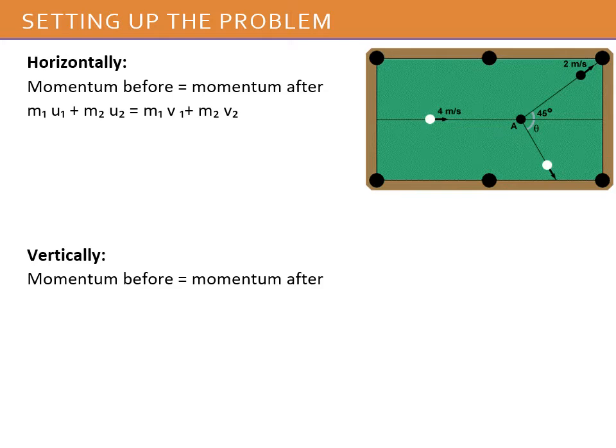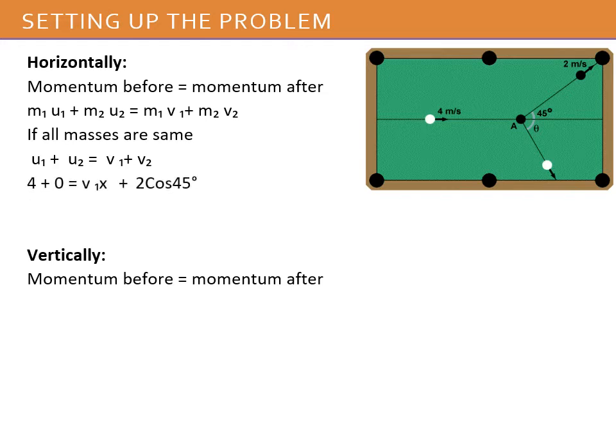So this is a simpler example. I consider that all masses are the same, so all masses will be cancelled out and we will get this equation: U1 plus U2 equals V1 plus V2. Like, velocity before collision equals velocity after collision because all masses are the same. This is a particular case.